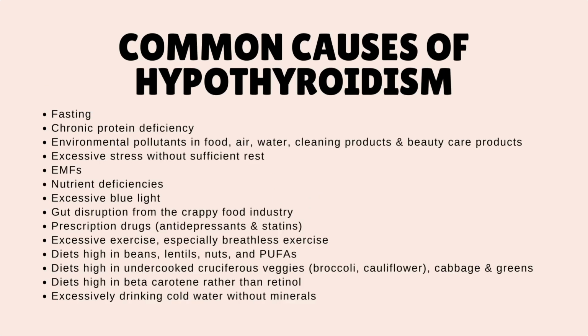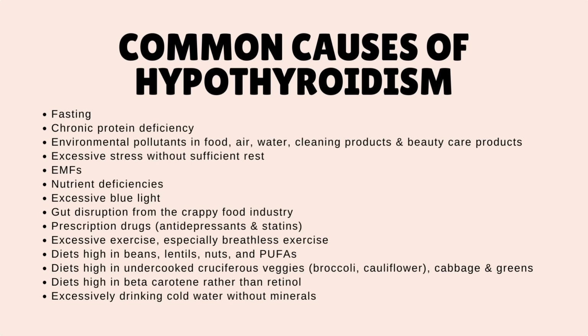So common causes of hypothyroidism or a sluggish thyroid system and reduced body temps include fasting, a chronic protein deficiency, environmental pollutants in the food we eat, the air we breathe, the water we drink, the cleaning products and beauty care products that we use, excessive stress without sufficient rest, EMFs like our Wi-Fi and phone radiation, nutrient deficiencies, excessive blue light, gut disruption from the crappy food industry, prescription drugs, excessive exercise, especially breathless exercise, diets high in beans, lentils, nuts, PUFAs, and undercooked cruciferous vegetables, cabbage and mustard greens, diets high in beta-carotene, like super orange food, rather than retinol, and excessively drinking cold water without minerals.